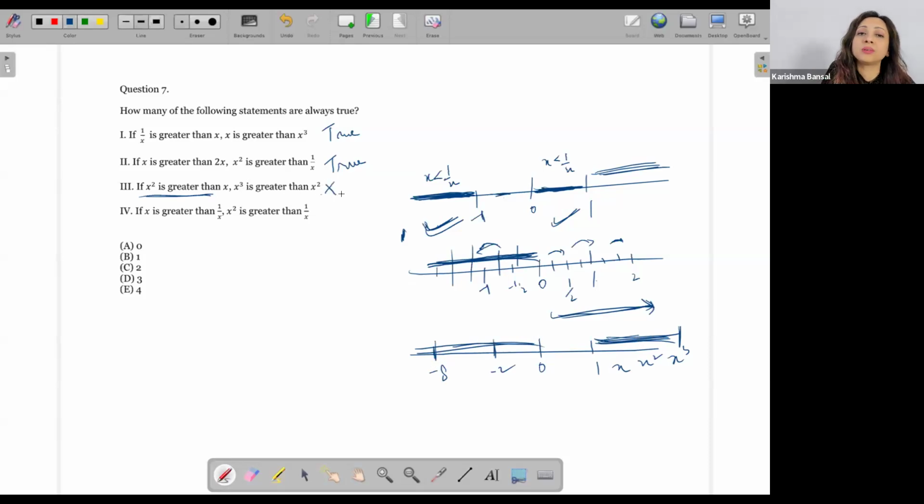It will not hold always. It will hold in some cases when x is coming out of this particular range. But when x is coming out of this particular range, then it will not hold. So this is not always true, right? This is not necessarily true. So I will not count this statement.